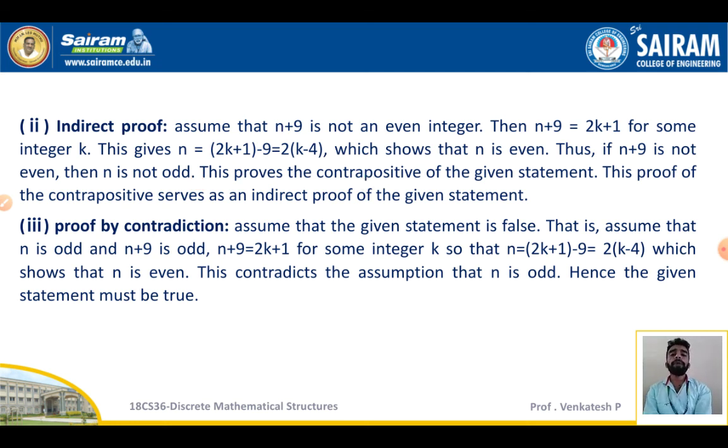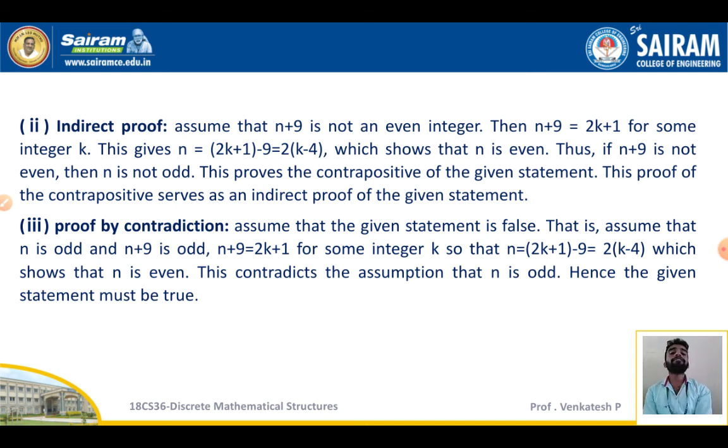Third one, proof by contradiction. Assume that the given statement is a false one. Okay, so that is, assume that n is odd and n plus 9 is an odd number. Okay, so if n plus 9 is an odd number, in the sense I must have n plus 9 equal to 2k plus 1, right, for some integer k.